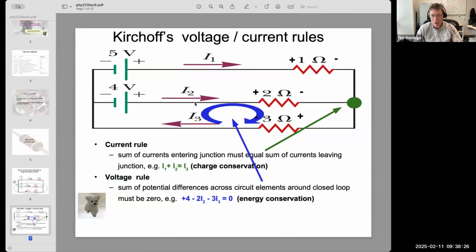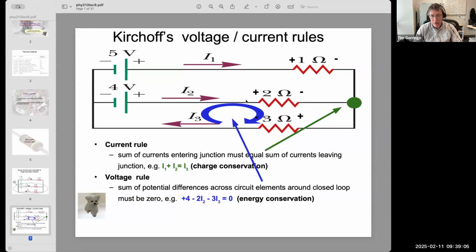I continue walking along the central arm towards the right-hand side. Who do I meet next? I meet a 2-ohm resistor. If there's current flowing through a 2-ohm resistor, there's a change in voltage across it by Ohm's law, which is equal to the current that's flowing, I2, times the resistance, which is 2 ohms. So 2I2 is the voltage change here.